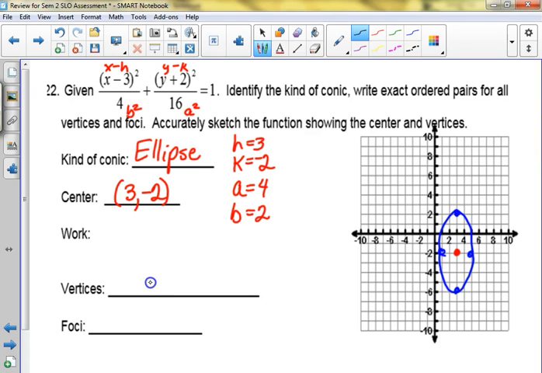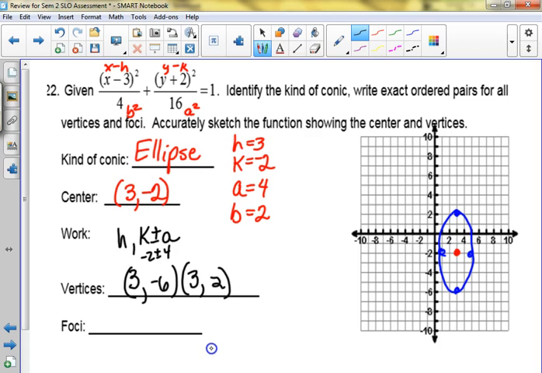Okay, how do I find the vertices? Well, h comma k plus or minus a, is that what it says for a formula? So it would be at 3 comma negative 2 plus or minus 4, which would be negative 6, and 3, 2. There's co-vertices as well. Those would be the other two. We'll just go with the vertices.